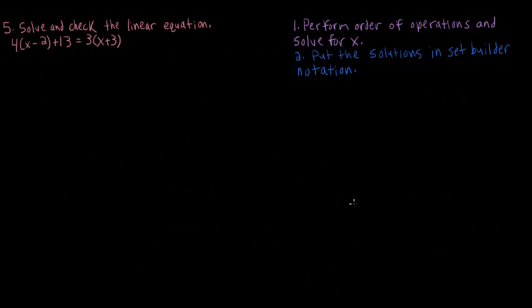Number 5, solve and check the linear equation. 4 parentheses x minus 2 plus 13 equals 3 in parentheses x plus 3. So a linear equation, as we know, is the equation of a line.